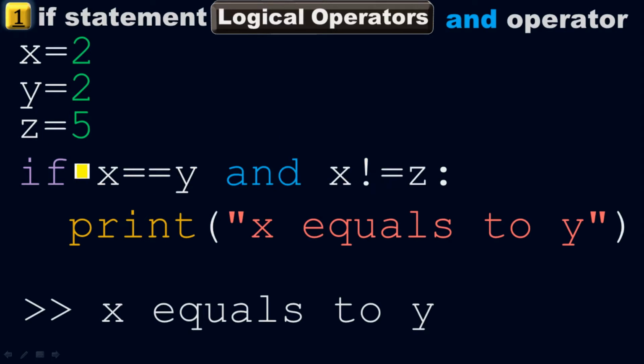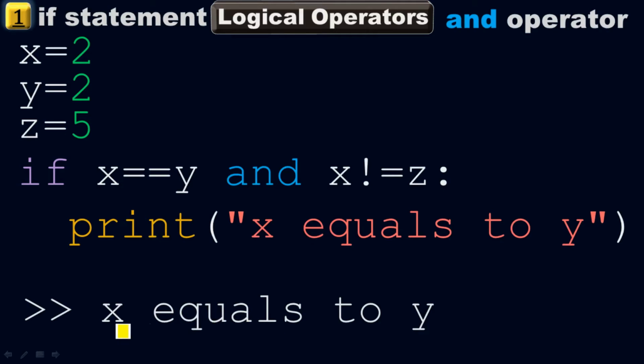Look at here. x equals 2 and y equals 2. So it is true that x equals y. Similarly, x is not equal to z because x equals 2 and z equals 5. So 2 is not equal to 5. Therefore, this term is also true. Both of the terms are true. Therefore, this expression has been printed in the final output.